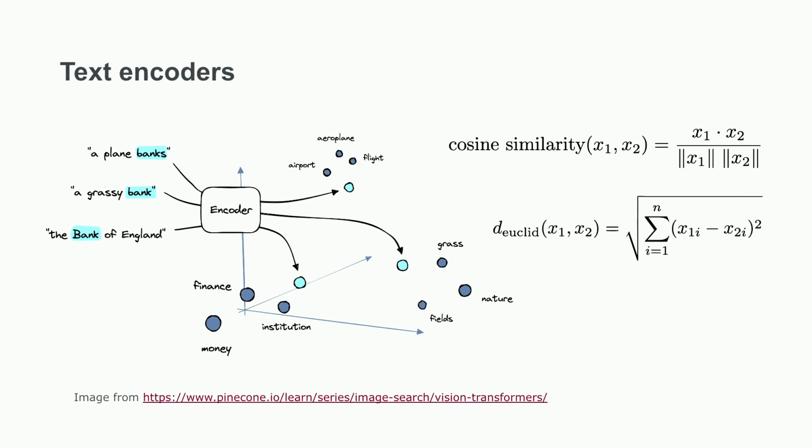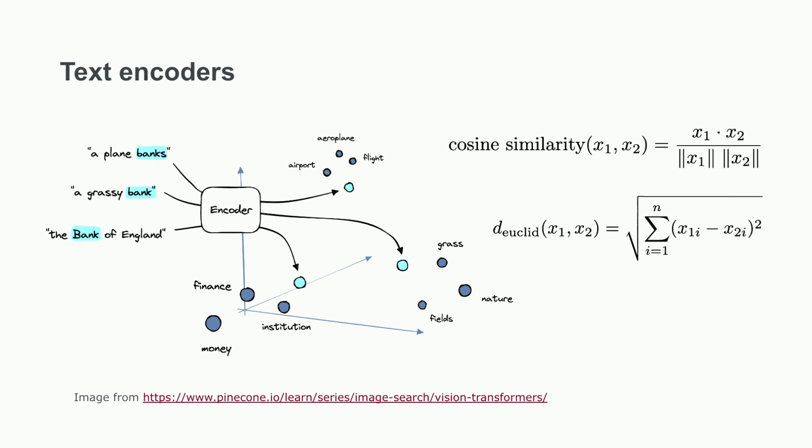So CLIP is going to be using text encoders to transform the text into embeddings, in addition to the image encoder that can be a ResNet or a vision transformer. And notice how this is encoding the word bank differently depending on its context. Plane bank relates to aeroplane and flight, and a grassy bank relates to grass and fields, like the Bank of England relates to finance, institution, and money. The context is very important for the embedding of the word bank.